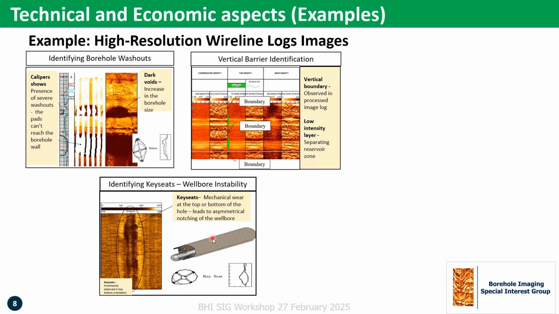So we can find using these prominent key seats here, and it is in this third picture in the center of these two at the bottom part. Yeah, you can see there are the key seats which are potentially observed in the top and bottom part in this picture, where I am putting one marker, the oval black color marker. So this is basically a mechanical wear at the top or the bottom of the hole, and it is leading to the asymmetrical notching of the borehole.